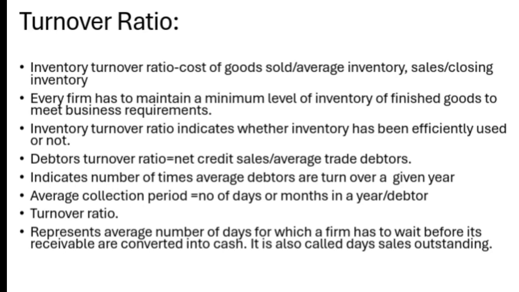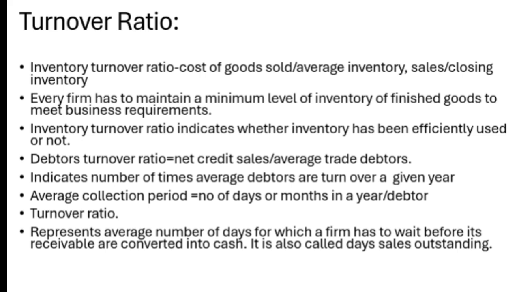Turnover ratio. Inventory turnover ratio is cost of goods sold divided by average inventory, or sales divided by closing inventory. Every firm has to maintain a minimum level of inventory of finished goods to meet business requirements. The inventory turnover ratio indicates whether inventory has been efficiently used or not.